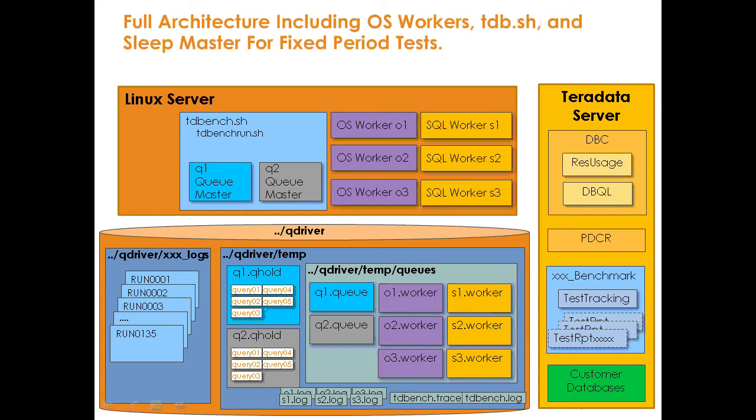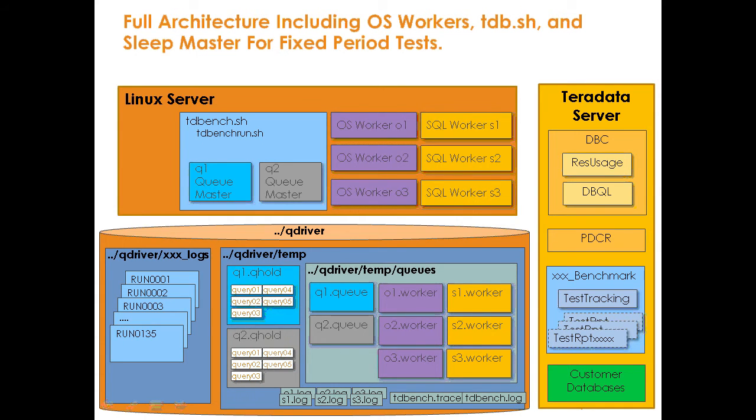The TPC-DS and TPC-H tools built into TdBench generate load scripts as an example that have two OS workers loading tables at once. This can be used for copying, unzipping, or collecting stats in parallel.